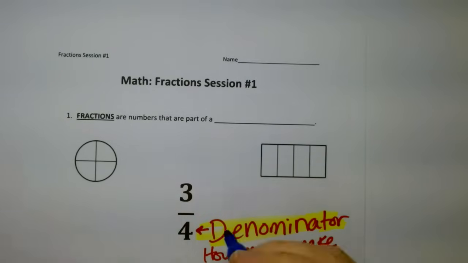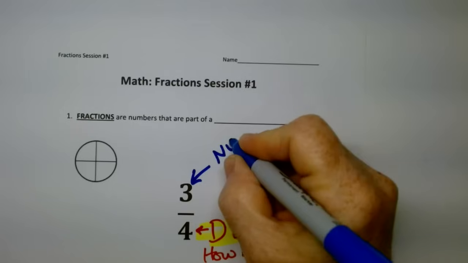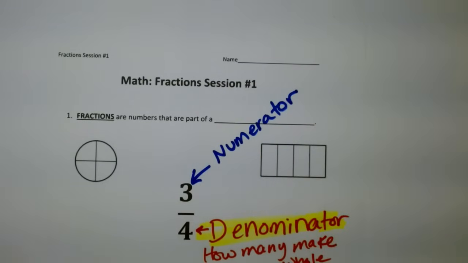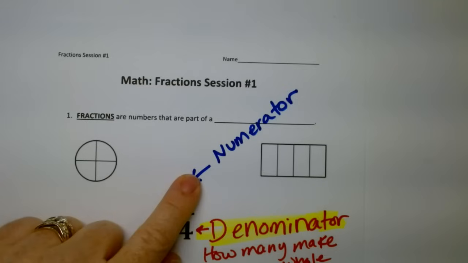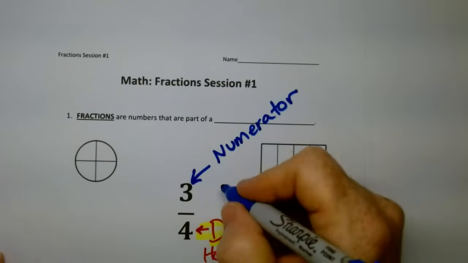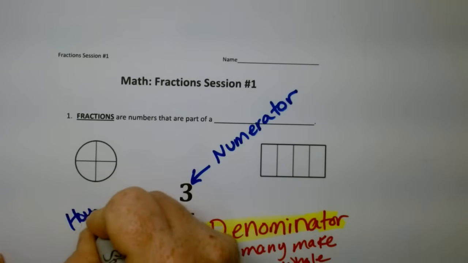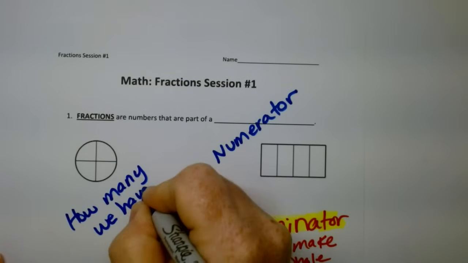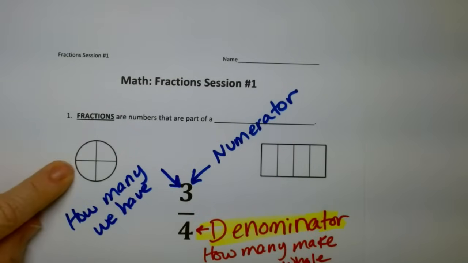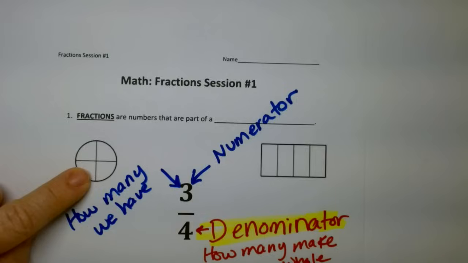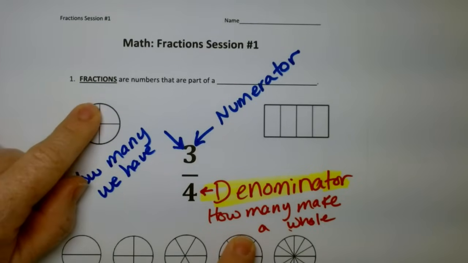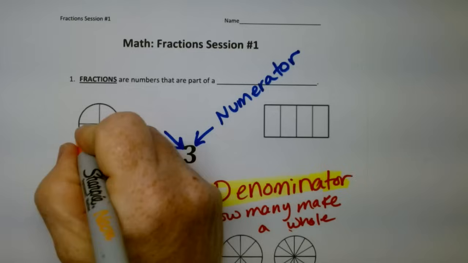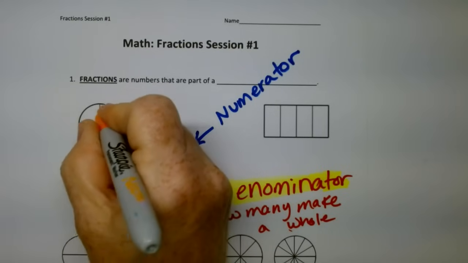This thing on the top, this guy is called a numerator. Numerator tells you how many of something that we have. Okay, so this is how many we have. Okay, all right, so how many in here? Well, we have 4 possible. That's how many is in the whole. But how many do we really have? Yep, we have 3. So we would shade in 1, 2, 3.